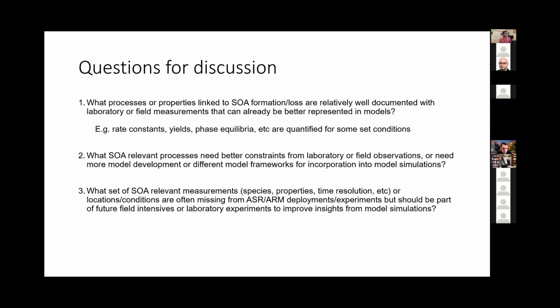Also, we can think about what SOA relevant processes need better constraints from laboratory or field observations, or need more model development or different model frameworks in order to incorporate or estimate their impacts on climate better. And then finally, what set of SOA relevant measurements, this was discussed already in the previous breakout, but this would also be an opportunity to discuss it further in a more general way. So what set of SOA relevant measurements, chemical species, properties, time resolution, and so on, locations or different types of conditions are often missing from ASR ARM deployments or experiments, but should be part of future field intensives and or laboratory experiments to improve insights from model simulations.